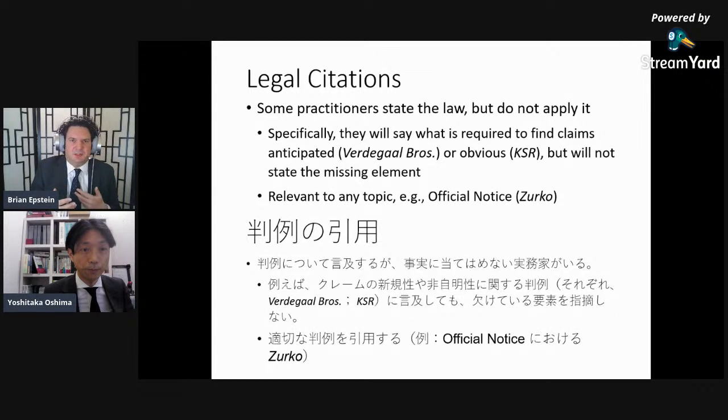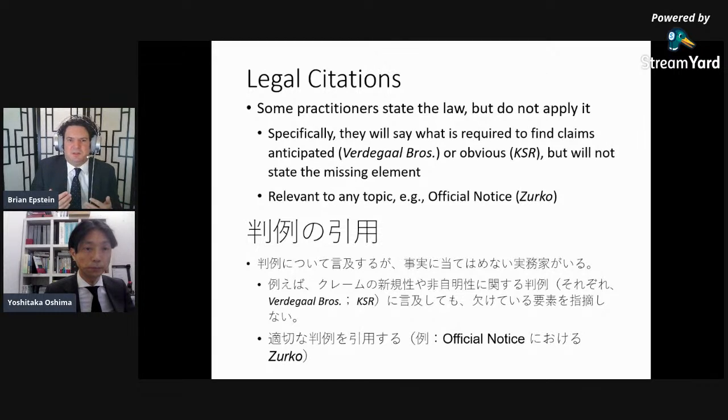But for legal citations, it's completely different. One of the things that can bother examiners is when practitioners state the law but do not apply it. For example, they will say what is required to find claims anticipated, for example under the Vertigal Brothers case, or obvious under KSR, but don't actually state the missing element. They don't say what element of the claims is believed to be missing from the applied references.